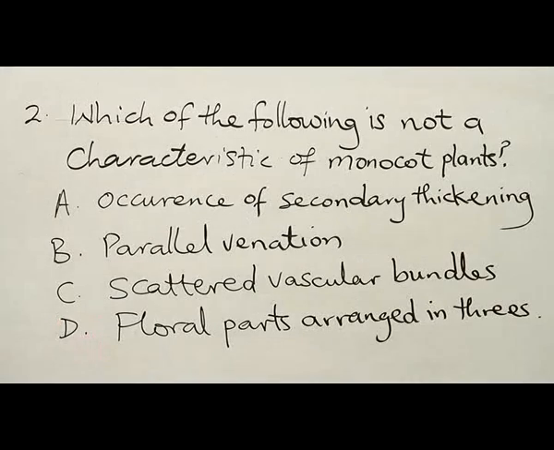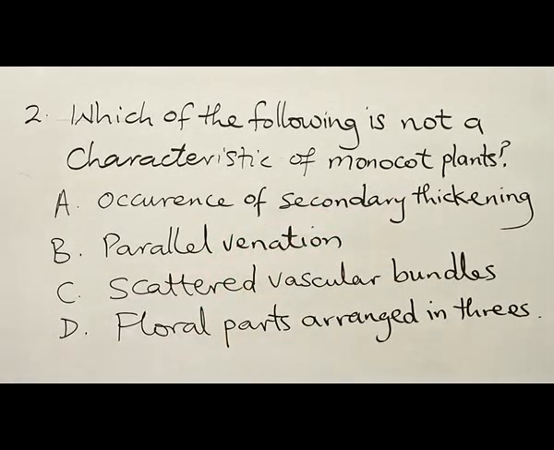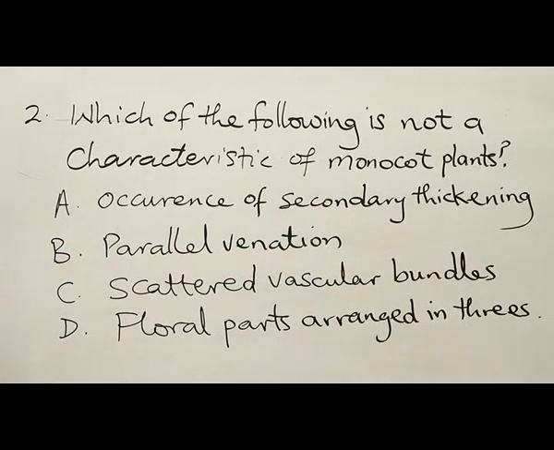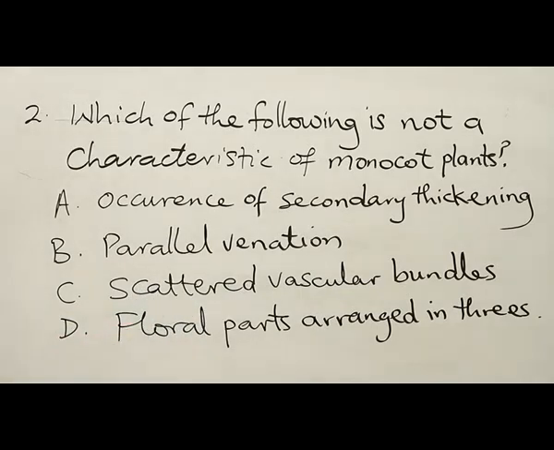Number 2. Which of the following is not a characteristic of monocot plants? A. Occurrence of secondary thickening. B. Parallel venation. C. Scattered vascular bundles in the stem. D. Floral parts arranged in threes.